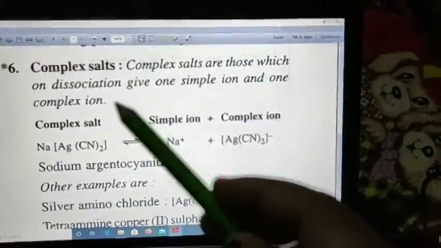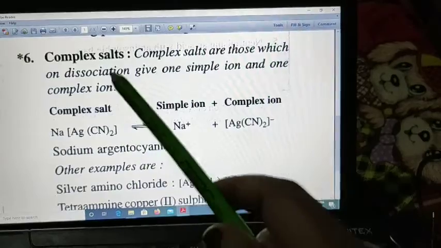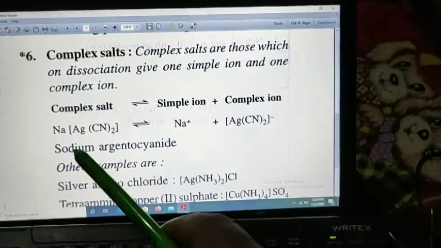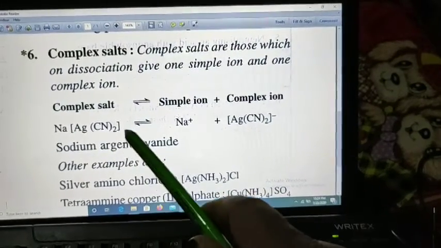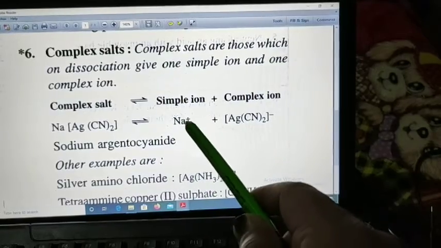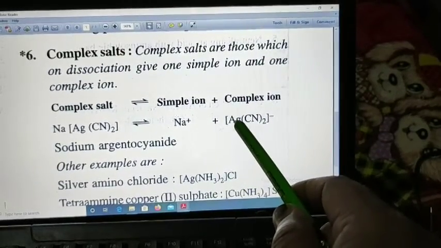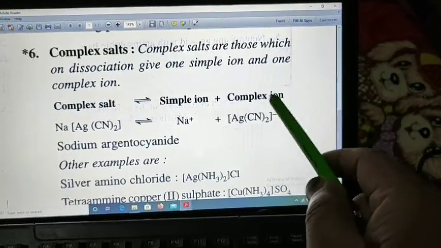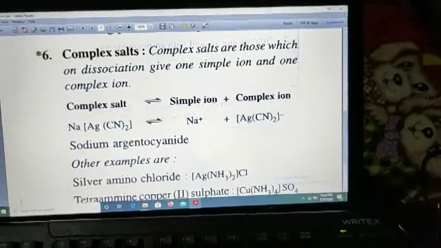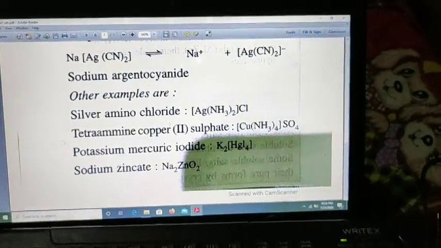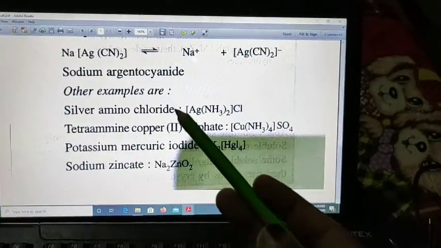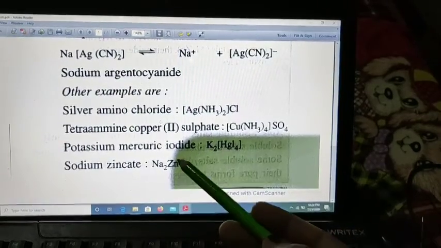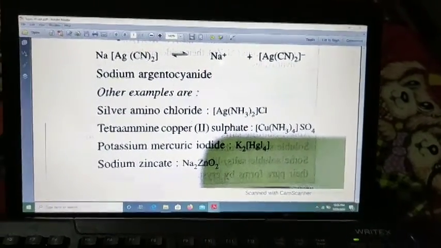Then the sixth type is complex salts. Complex salts are those which on dissociation give one simple ion and one complex ion. For example, the complex salt sodium silver cyanide, on dissociation, will give you a sodium ion and an Ag(CN)2 minus ion. This is known as a complex ion, and such kinds of salts are known as complex salts. Other examples are silver diammine chloride, tetraammine copper sulfate, and sodium zincate. All these are examples of complex salts.